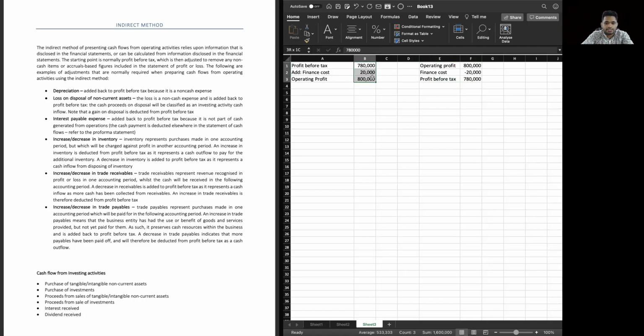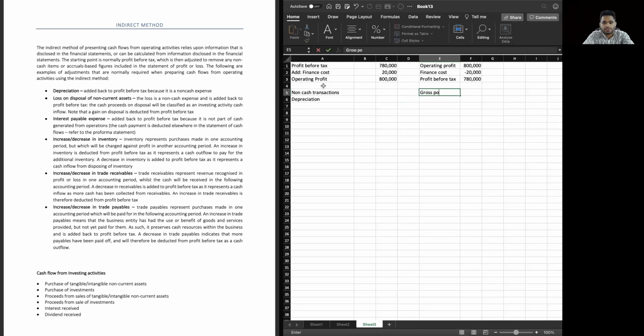Now, when you do this conversion, there are a few adjustments that we will be doing. First thing that we're going to focus on is that within this operating profit, there are non-cash transactions. For an example, you have depreciation. Depreciation is an allocation of the cost of the asset over the useful economic life. So this has nothing to do with cash. We're not going to be paying any cash here. It's just an accounting adjustment according to IAS 16.